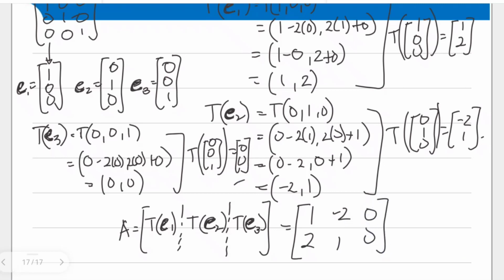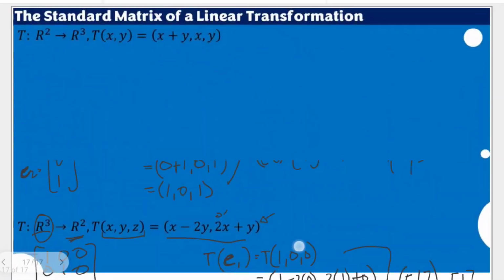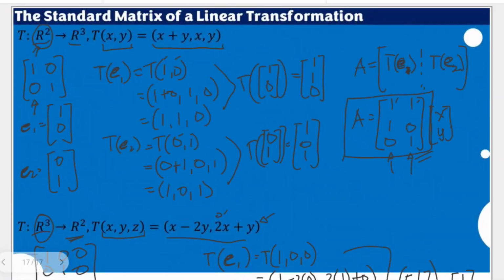Again, you would know that your answer is correct because the number of columns here is still the dimension of your domain, which is 3. So this is how we show the standard matrix of a linear transformation where the dimensions of your domain and codomain are not the same. Thank you very much for watching.